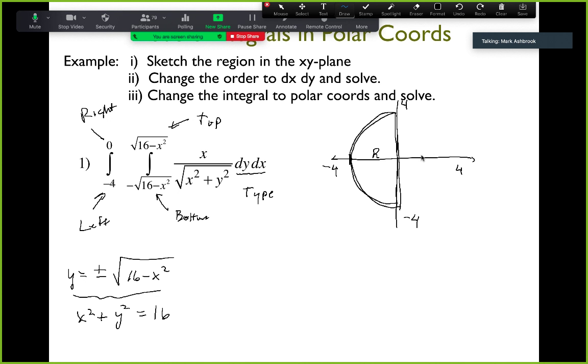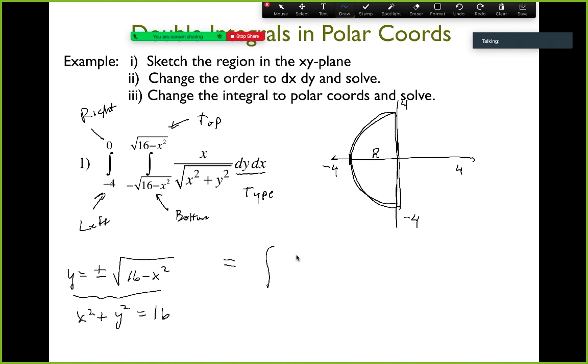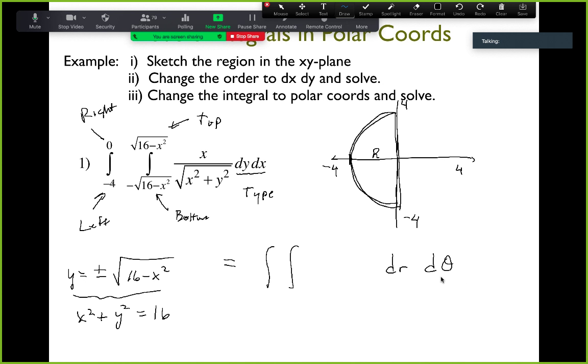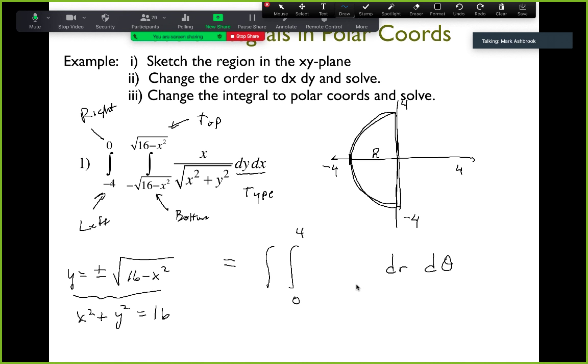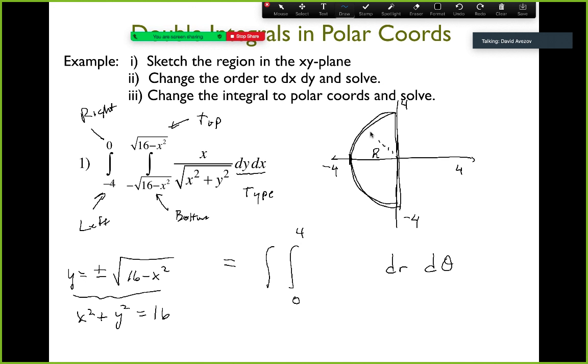Now we scrap the limits and set it up in polar coordinates. You just don't look at those limits anymore. You've got the right picture, and we've had some practice setting up limits in polar coordinates. It's going to be dr d theta. So r goes from what to what? 0 to 4, as theta goes from pi over 2 to 3 pi over 2. Straight up is pi over 2, sweeping down to the bottom, 3 pi over 2.